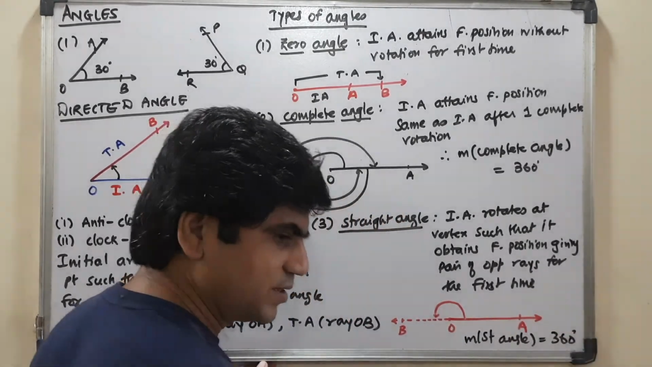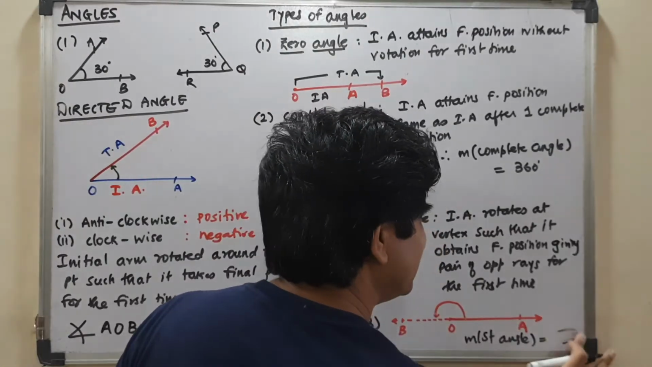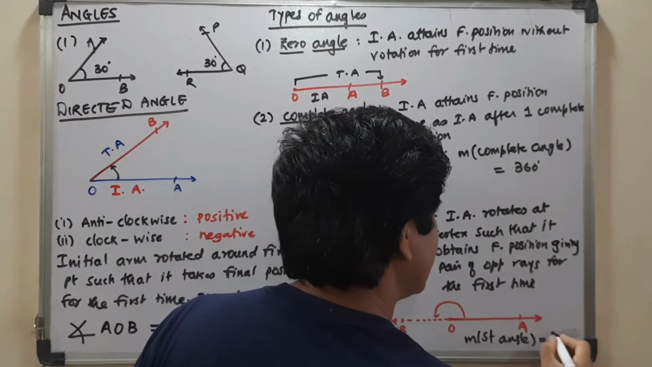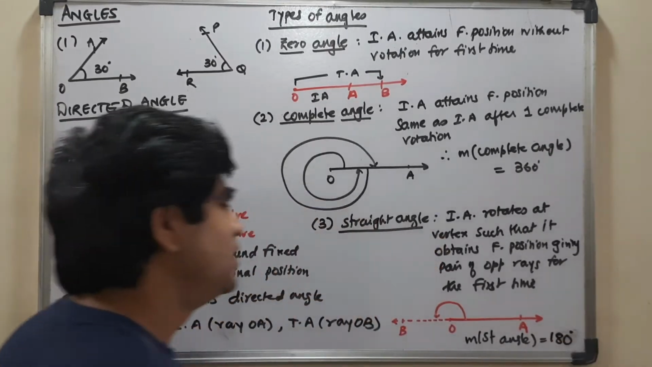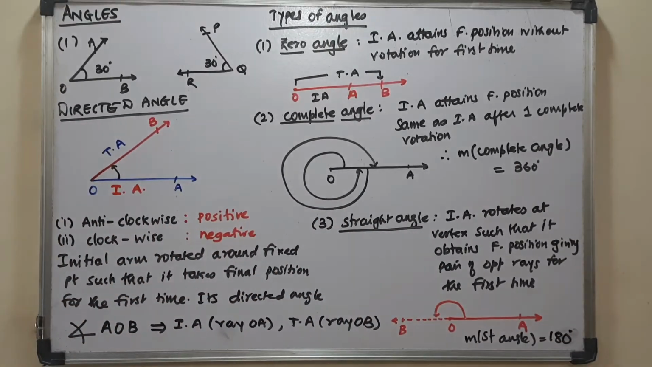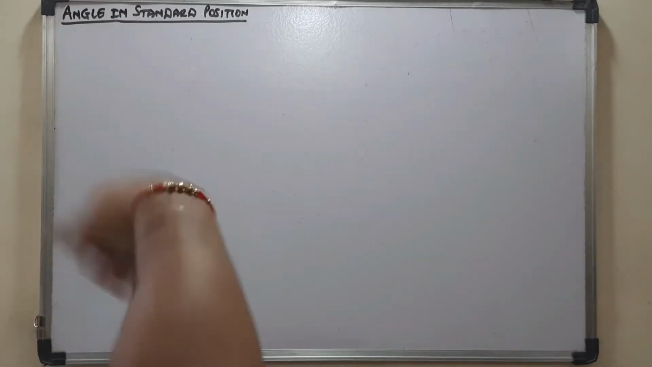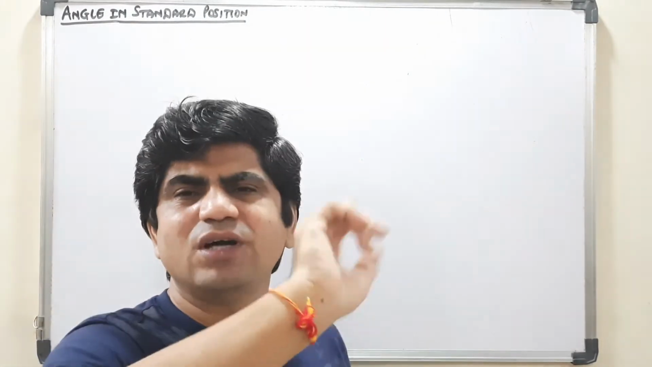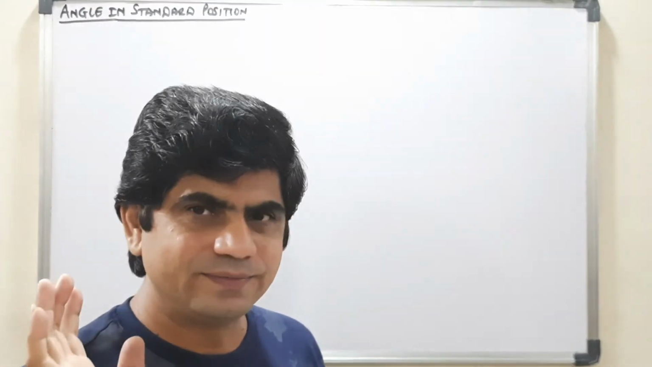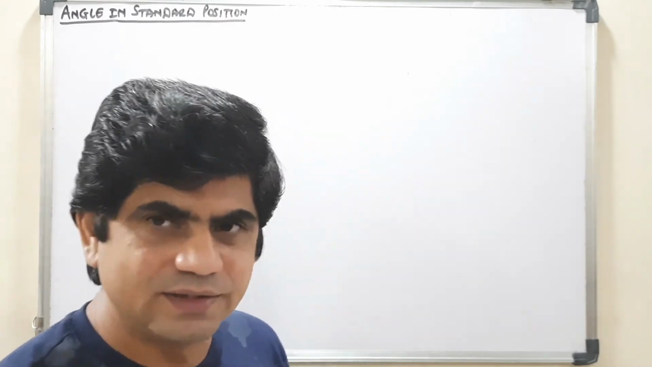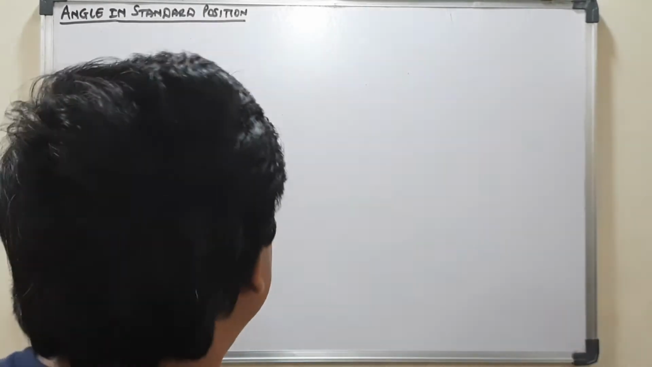There is no space to write, so I will directly write 180 degrees. Okay, so the measure of a straight angle will be 180 degrees provided it is anti-clockwise, but if it is clockwise, it will become negative. Now after the straight angle we will move to 1/4 of a complete rotation. So 1/4 of a complete rotation is called a right angle, and you know it is 90 degrees. So we are not spending our time over here.